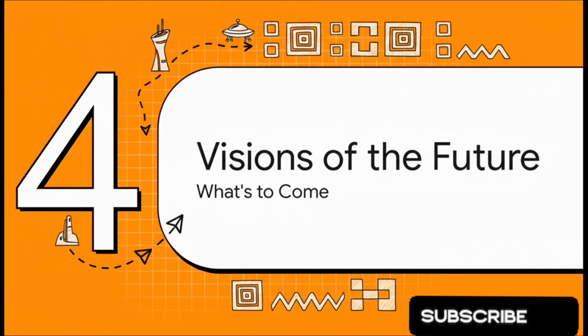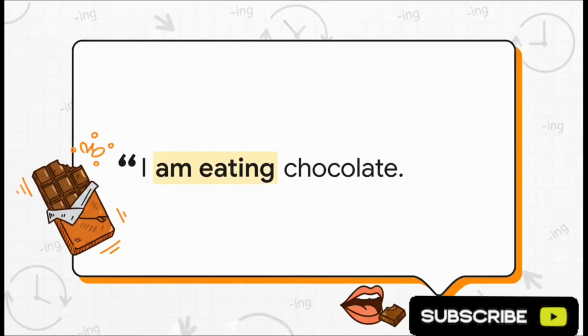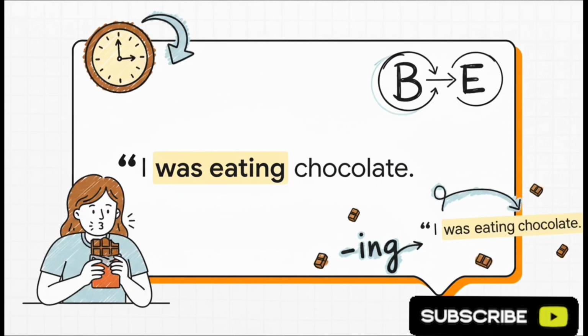All right, time to jump into the future on our map, and this is where you're really going to see the same logical patterns repeat themselves, which is the absolute beauty of the system. Okay, let's start with a simple action happening right now. I am eating chocolate. Got it? Notice that structure, am plus the ing verb. Now, let's just pop that same idea into the past. Yesterday, I was eating chocolate. See that? The core idea, that eating part, it stays exactly the same. Only the be verb changes to show us the time has shifted.